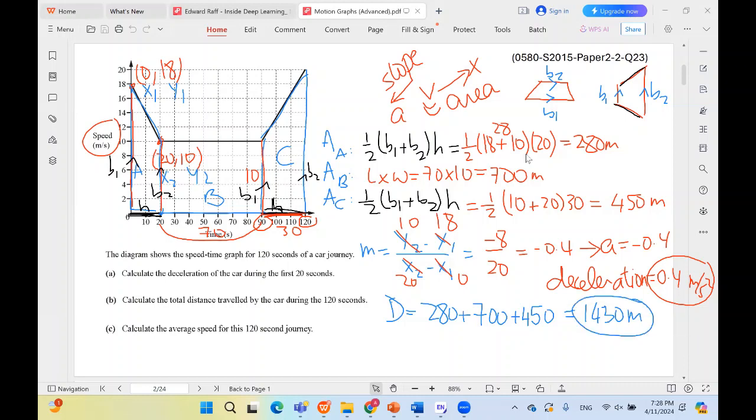For C, we're required to calculate the average speed for this 120-second journey. So average speed is total distance divided by total time, which is 1,430 divided by 120. And this gives us 11.91. So just 11.9. And the unit here would be meters per second.